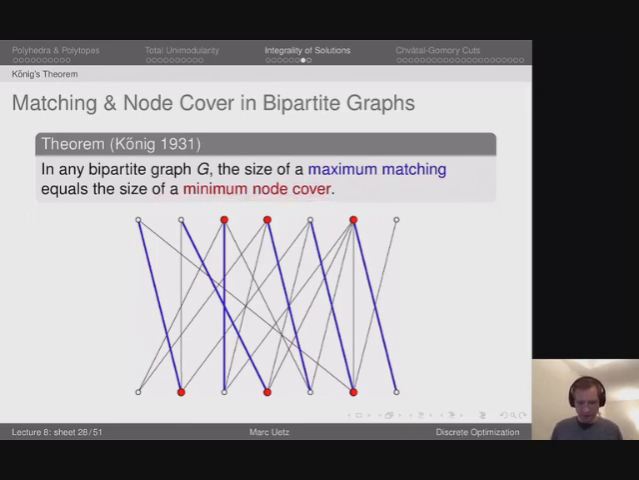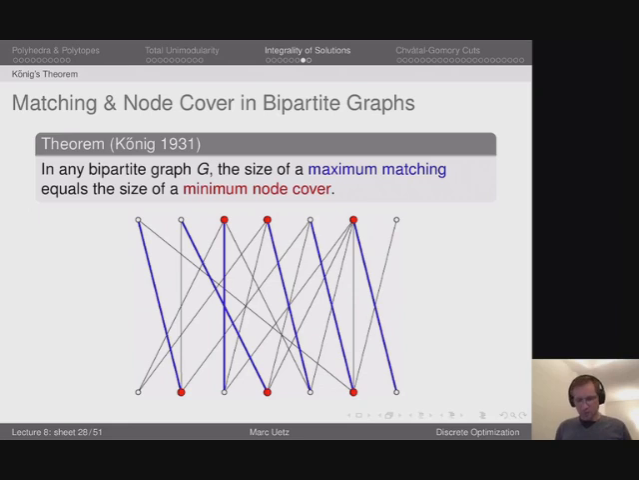So here is a matching of size 6, and here is a node cover of size 6 as well. And since we know this is a primal dual pair, so the matching is a primal feasible solution, the node cover is a dual feasible solution, we know that on this example, these must be optimum solutions to the corresponding problems as well.